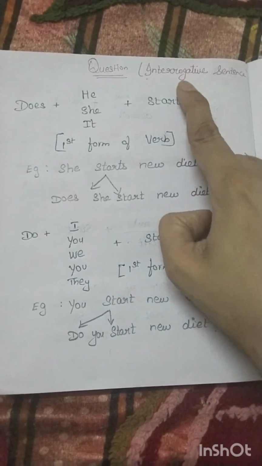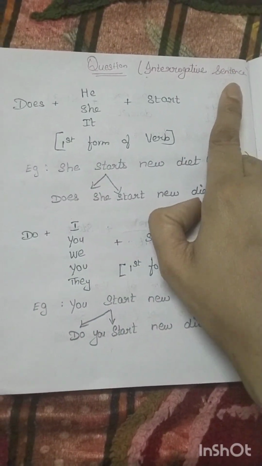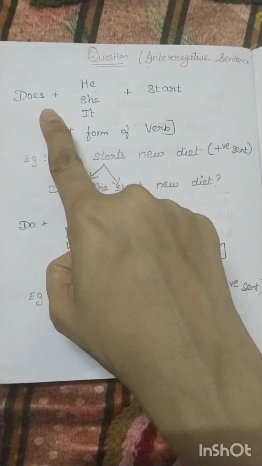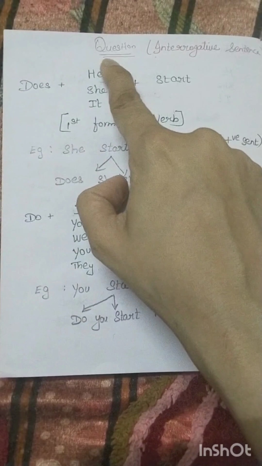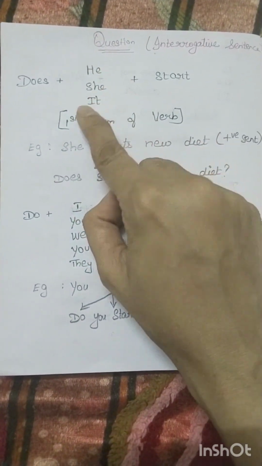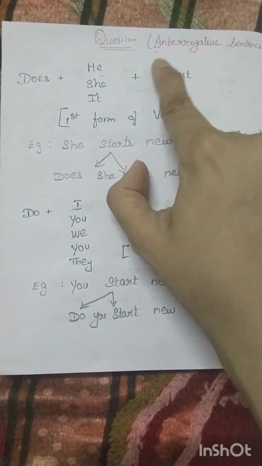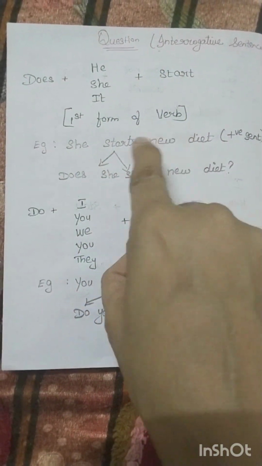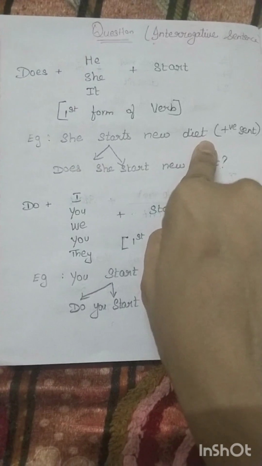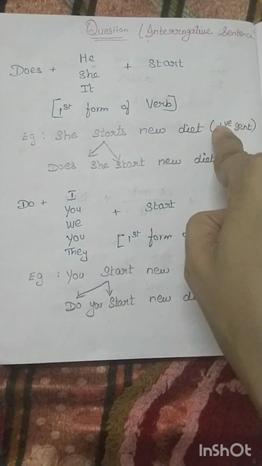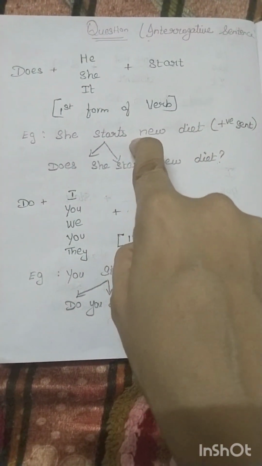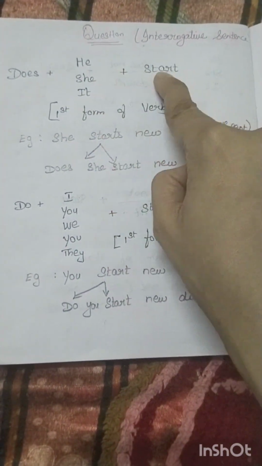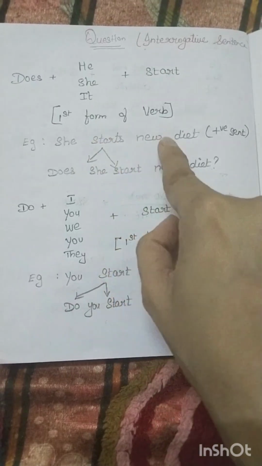Okay. The third form is interrogative sentences, which is nothing but framing a question. Here we will start with does, then you will write he, she, it or any name of a person, and then you will add the verb. That is, she starts new diet. This is a simple sentence which we already learned, a positive sentence. Now how to frame a question with this sentence? You should add does first, then the subject and then the verb. That is, does she starts new diet?